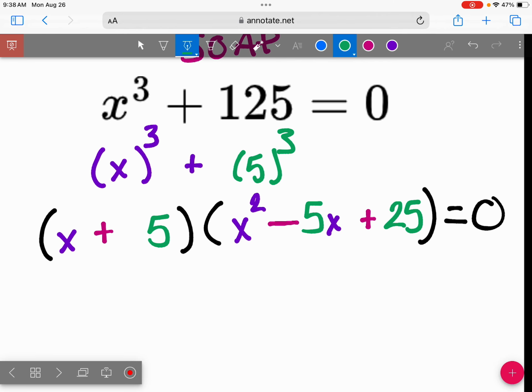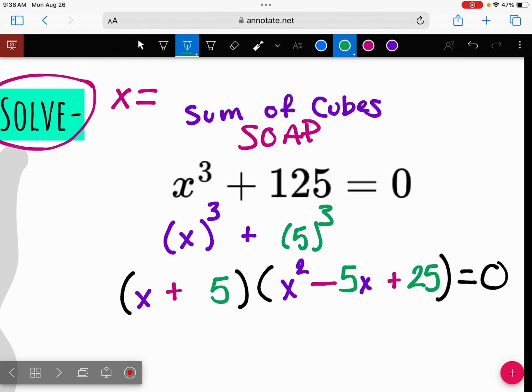What does sum stand for? Sum just means it was an addition. So same, opposite, always positive. It's the signs we use. With our sum or difference of cubes, the only difference is SOAP. It changes the signs. All the terms themselves are the same.